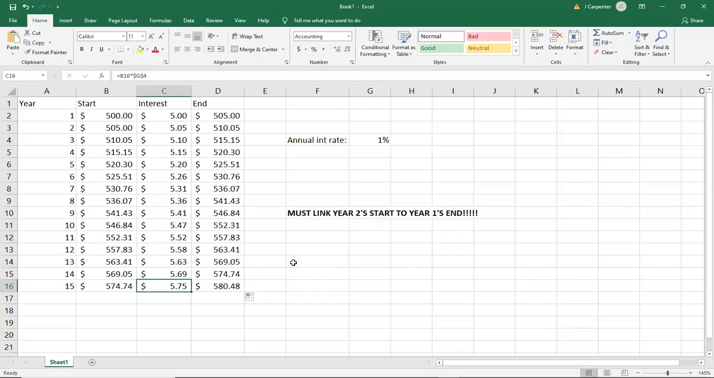And I didn't say this, but let's make a chart. Let's remind ourselves how we make our charts in Excel.